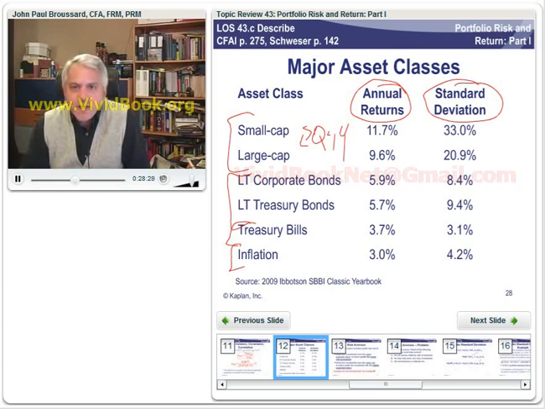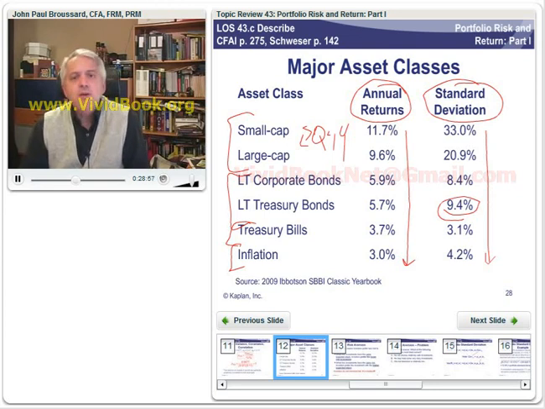So what you see is that returns are being ranked according to declining returns. You see small cap equity generates the highest return, and inflation generates the lowest, with a change in value of 3%. You also see a somewhat almost linear decline, but it's not. There is a little bit of deviation right here between long-term corporate bonds and long-term treasuries.